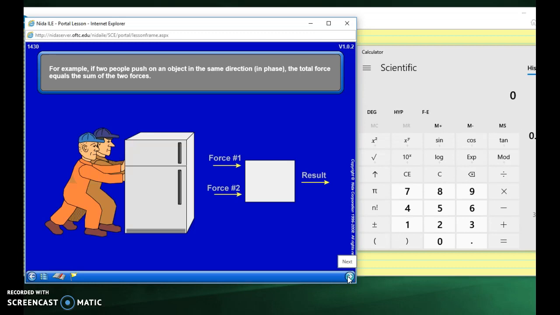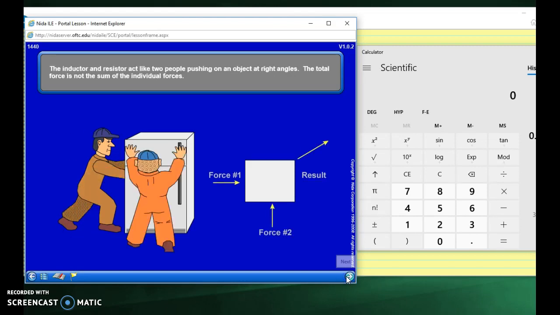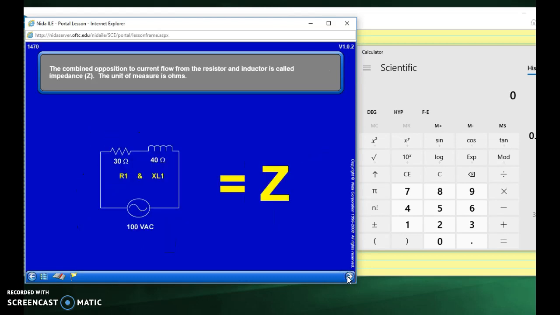So, if two people push an object in the same direction, the total force equals the sum of the two forces. If two guys are on the same side of the fridge and they're both pushing in the same direction, with whatever strength they can, then if we add those two strengths, the result is both of them added together. However, if one person's pushing one way and one person's pushing another, perpendicular, offset, then we're going to get a result that's a little different. We're not going to go either way, but somewhere in the middle of those two ways, as the photo illustrates here. And that's kind of what's happening electrically.